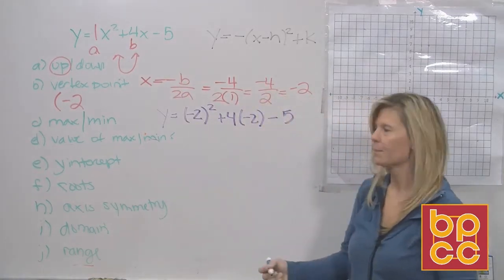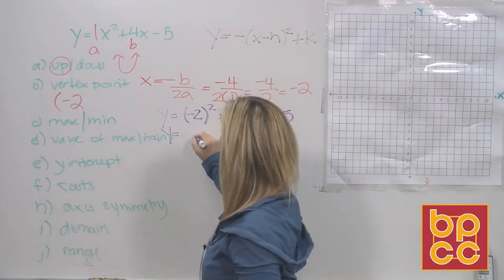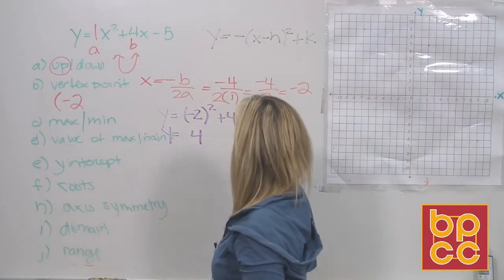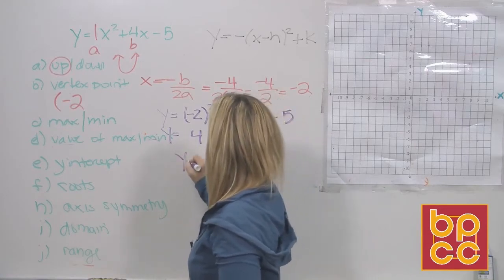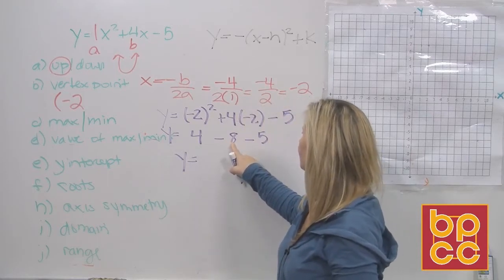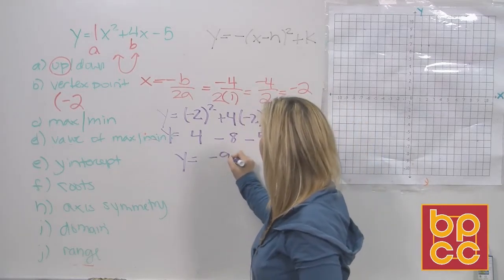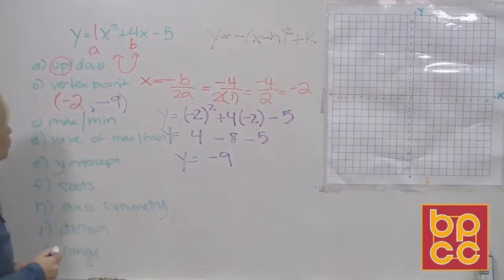Now, it's simple arithmetic. We're going to follow order of operations. Negative 2 squared is 4. 4 times negative 2 is negative 8, minus 5. 4 minus 8 is negative 4. Negative 4 minus 5 is negative 9. And there is your y value of your vertex point.